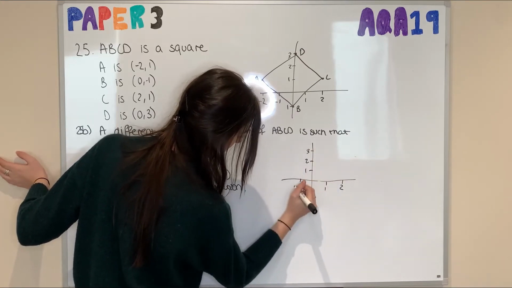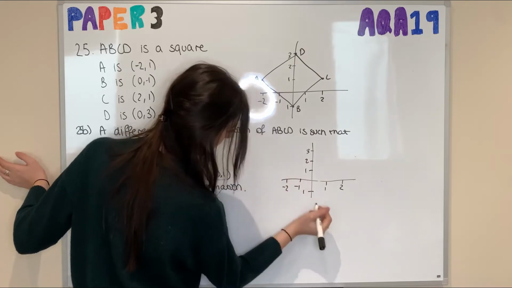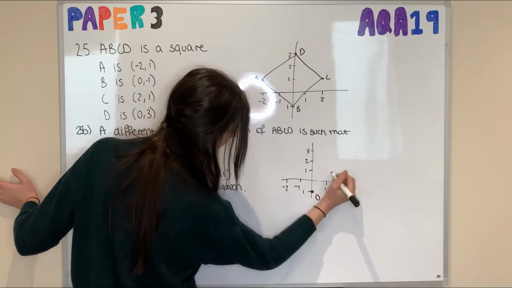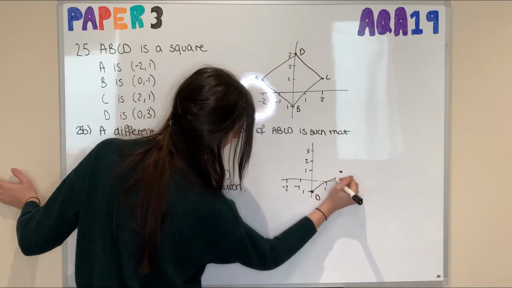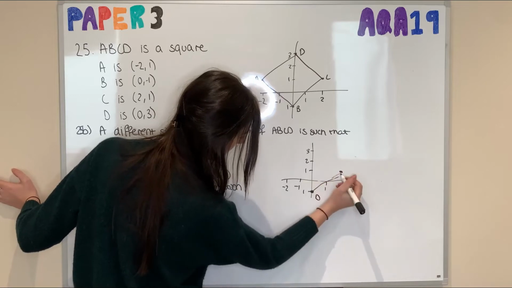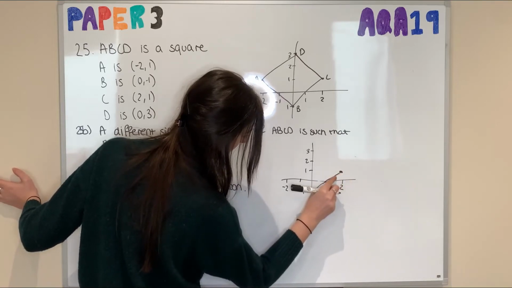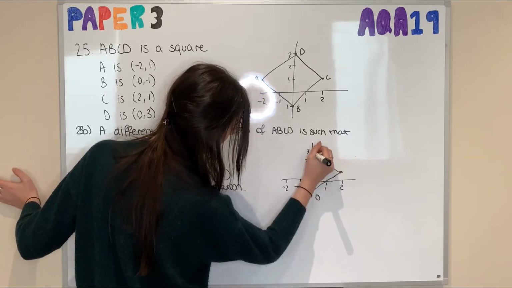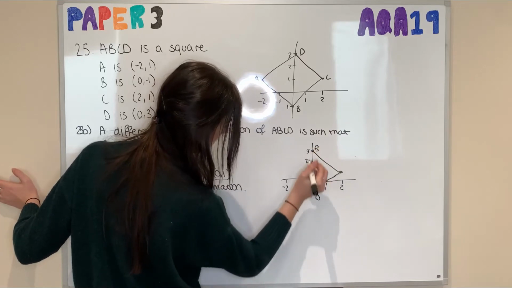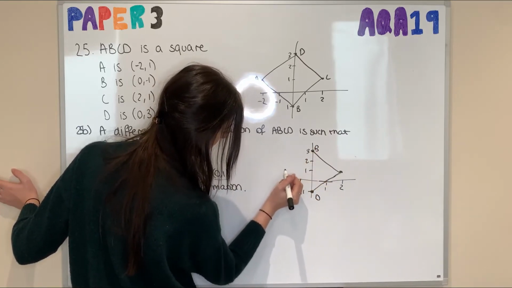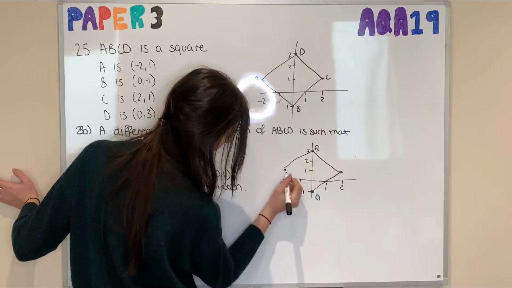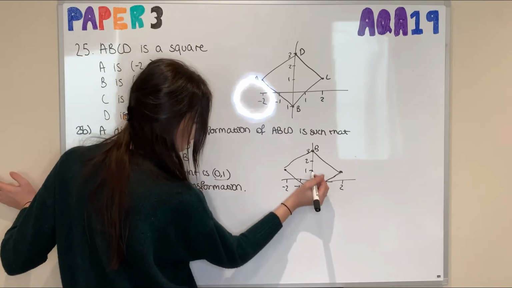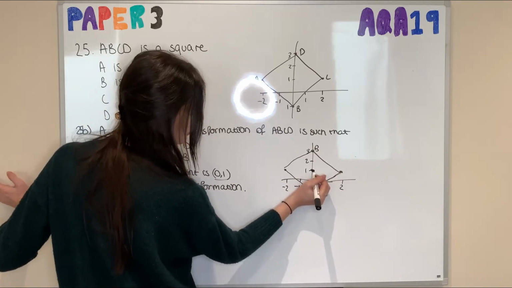So minus 2. So now this point will be D. Then we have a point here. We have a point here which we don't know what that point is. Then we have a point here which we know that is now B. Then we have also a point here, we don't know what that point is. And that is our new square. And we know that the only point that stays the same is the point here.